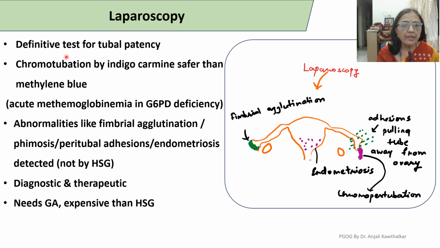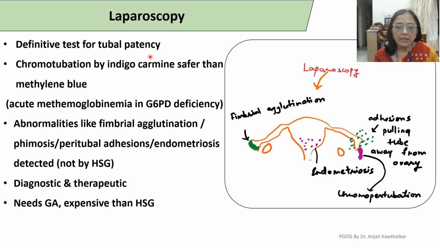Laparoscopy is considered the definitive test for tubal patency. Chromotubation or chromoperturbation is done, and indigo carmine or methylene blue can be used. Remember that with methylene blue, rarely there can be acute methemoglobinemia, especially when the patient has G6PD deficiency, and that is the reason indigo carmine is said to be safer as compared to methylene blue. The dye is instilled, and we can see it coming out of the fimbrial end, and this direct visualization confirms the presence of tubal patency, and that is why laparoscopy is said to be a definitive test for tubal patency.